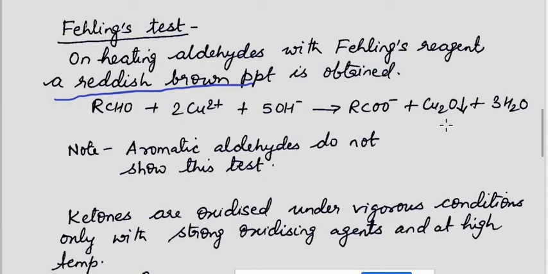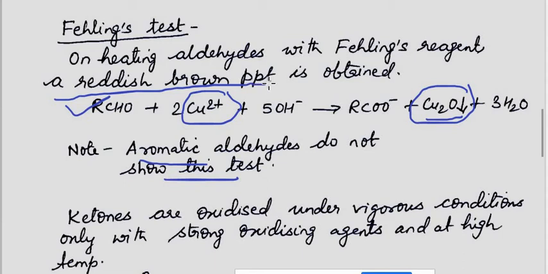They cannot undergo oxidation under normal conditions with mild oxidizing agent. And another thing, aromatic aldehydes will also not give this test. So, you have to remember here the reaction. In this, you can see that this is cupric ion, and cupric ion is converted to copper oxide, and because of the formation of copper oxide, reddish brown precipitate is formed.